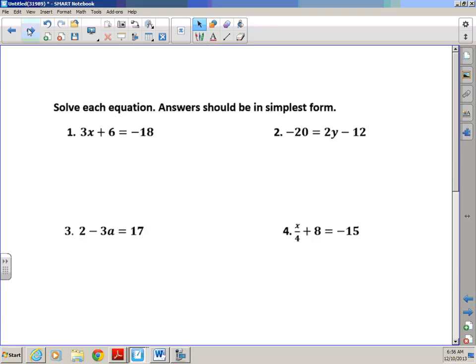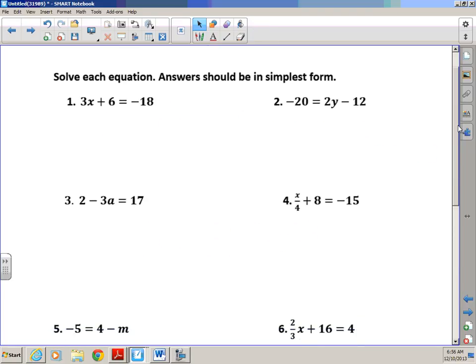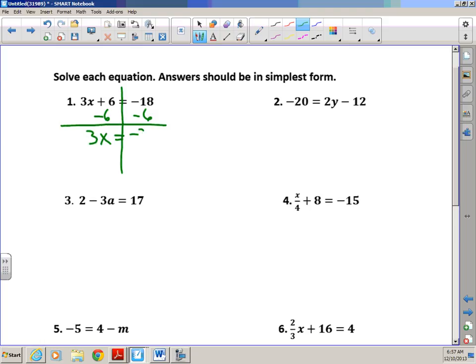We have 3x plus 6 equals negative 18. So if we want to do our little dividing line here, we do so. We undo that addition part first. The whole idea is to keep paring down whatever is being done to that variable.